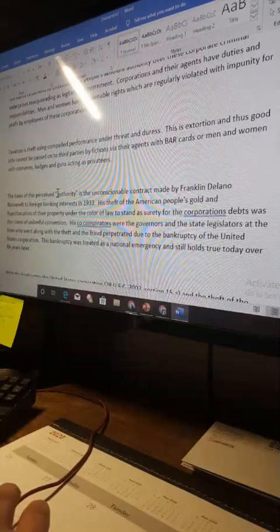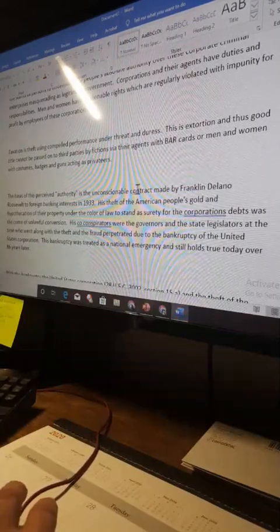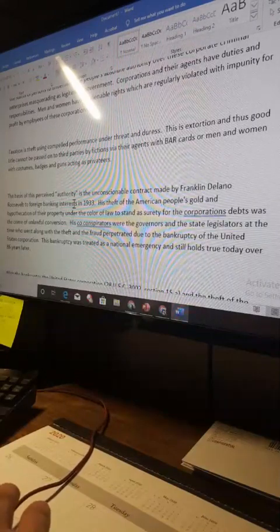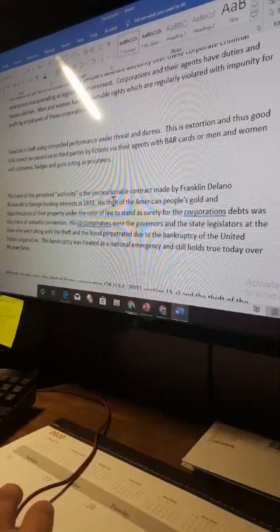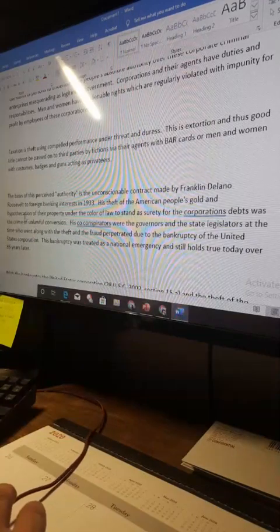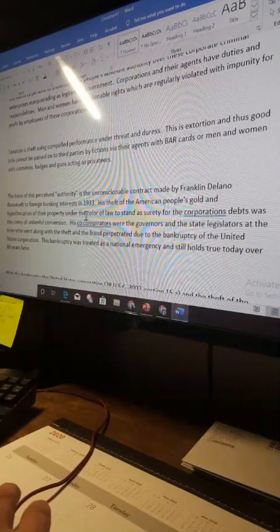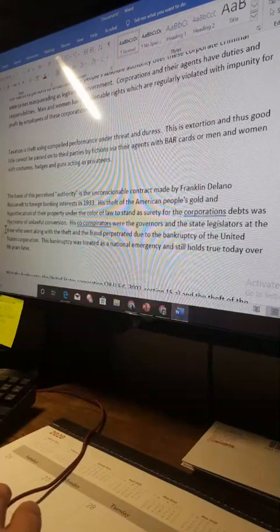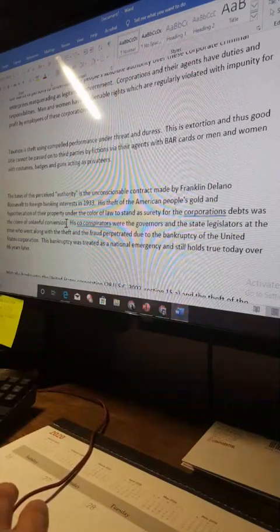The basis of this perceived authority is the unconscionable contract made by Franklin Delano Roosevelt to foreign banking interests in 1933. His theft of the American people's gold and hypothecation of their property under the color of law to stand as surety for the corporation's debts was the crime of unlawful conversion.